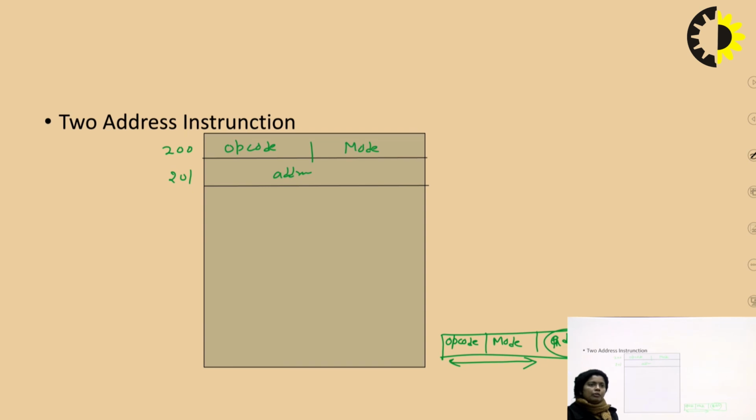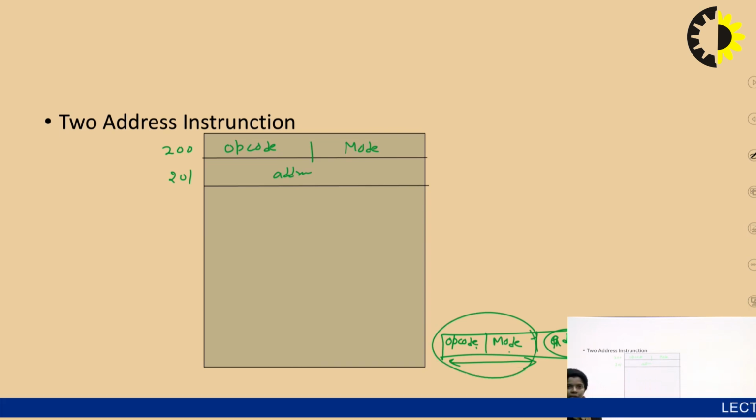So while you are writing the two address instruction, always write it like this: opcode, mode and address. Don't write the first part as the opcode and the second part as mode and address. This is wrong. Actually, we treat opcode and mode as a single unit, and the next is the address part. So remember that in the two address instruction we write opcode, mode and address.